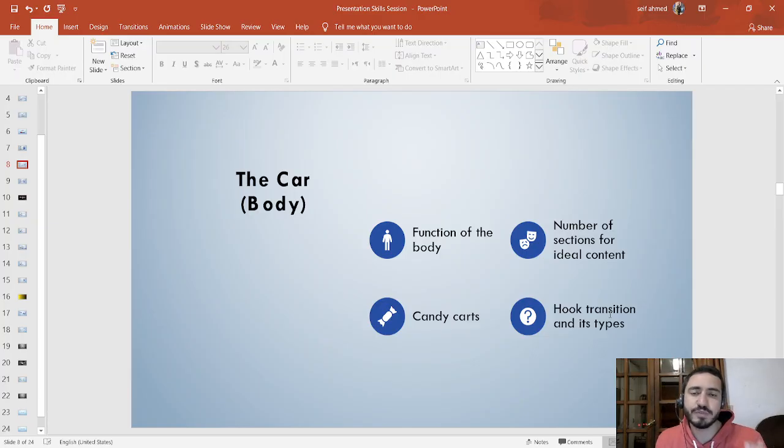Also, when you transfer from one section to the other, you need to start using what is the same like the hook between different cars. You need to make a transition between one topic to the other, and this is mainly by asking a question. This is one of the most successful hooks that you can use while transferring from one section to the other in your body.